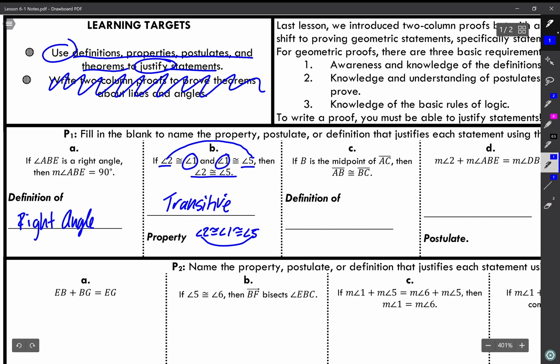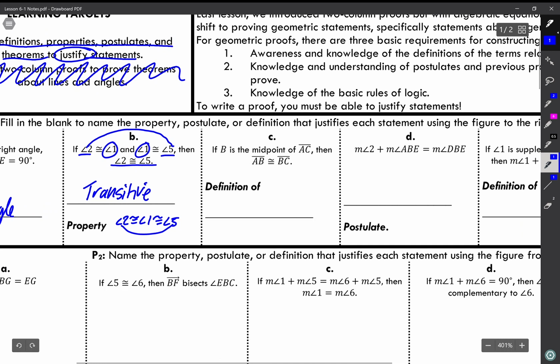I know people get confused, and it's easy to confuse the transitive property and the substitution property. Transitive property, I always say, is kind of like a fancy substitution. It's a specific instance of using substitution. So what we call the transitive property is different than the substitution property altogether, but it's its own little substitution.